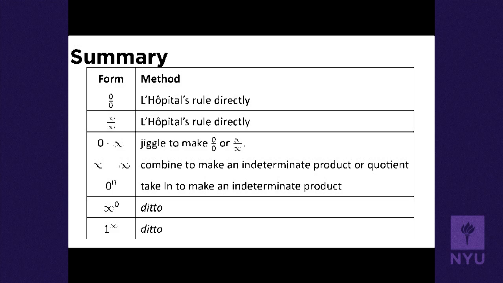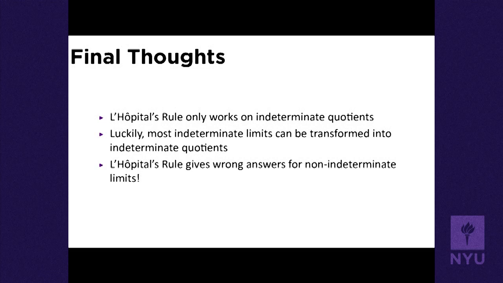If it's one of the indeterminate powers, that's 0 to the 0, infinity to the 0, or 1 to the infinity, then take the natural log. The natural log of that expression will be an indeterminate product, so you can jiggle the product to make it a quotient. So those are all the tricks of L'Hopital's rule. Remember, it only works on indeterminate quotients, but most of the time you can rewrite indeterminate functions as indeterminate quotients. And you cannot use it on non-indeterminate quotients. You will get the wrong answer.